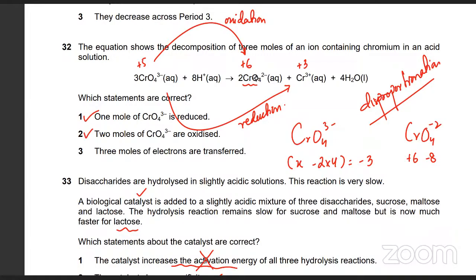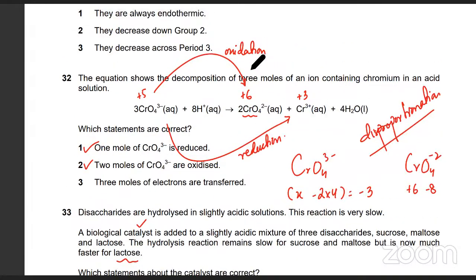3 moles of electrons are transferred. Is that true or not? So how many electrons are transferred? +5 to +6 is how many electrons? 1 electron, right? 1 electron lost. But there are 2 of them. So this will be multiplied by 2.